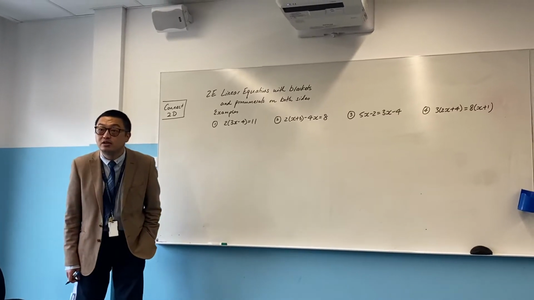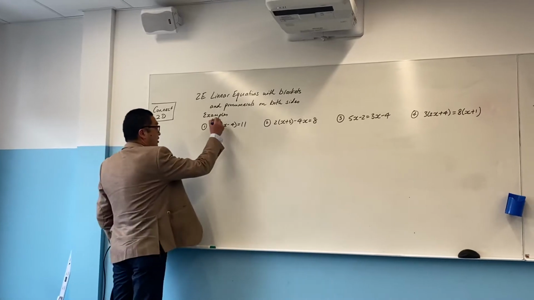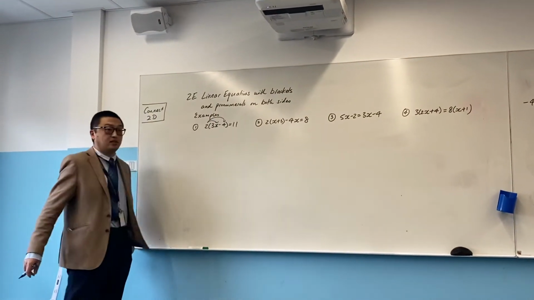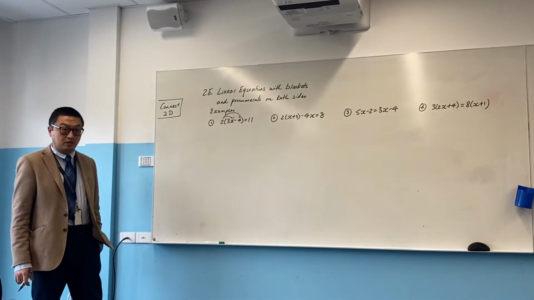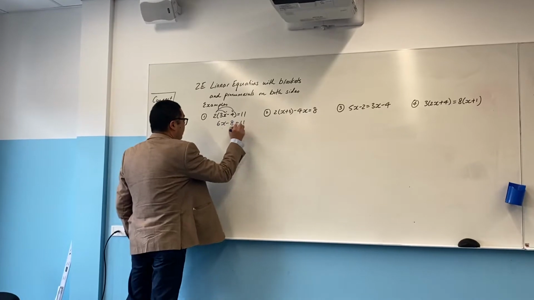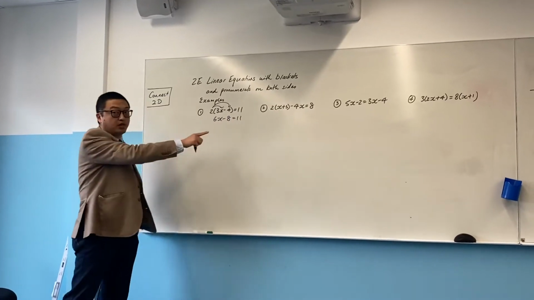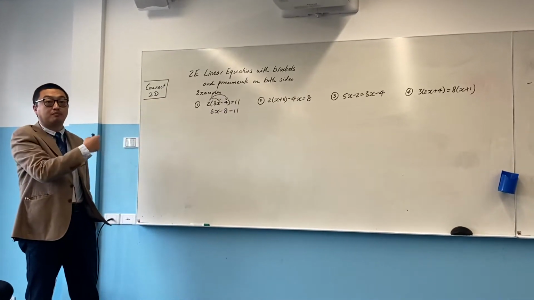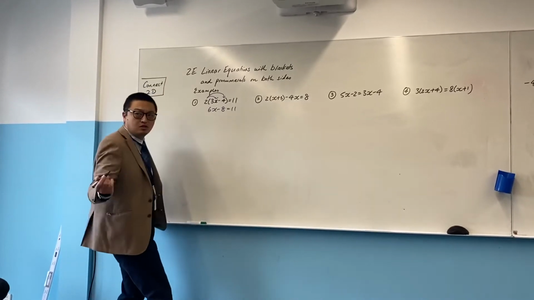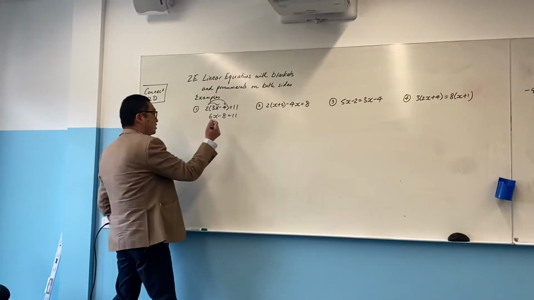Perfect, 6x minus 8. All I'm doing is this times this, and this times that. So 6x minus 8 equals 11. From here, it's identical to year 8 content. I just put the minus 8 to the right-hand side. It becomes plus 8, and 11 plus 8.